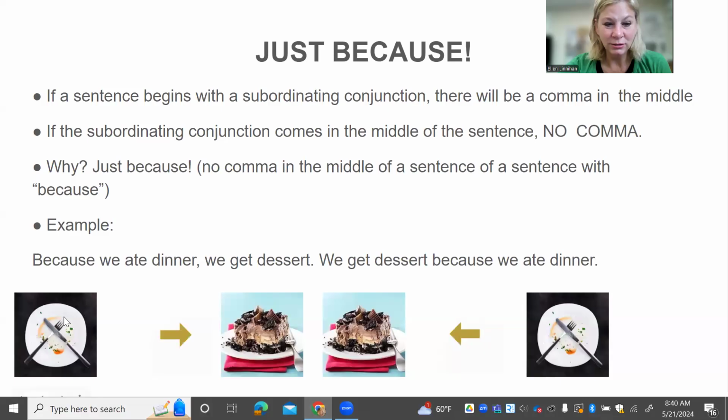Because we ate dessert, or sorry, because we ate dinner, we get dessert. We get dessert because we ate dinner. So in the first one, we have the comma. We started with because, so we know there's going to be a comma in the middle. In the second one, the subordinating conjunction comes in the middle of the sentence, because, just because, no comma, just because.